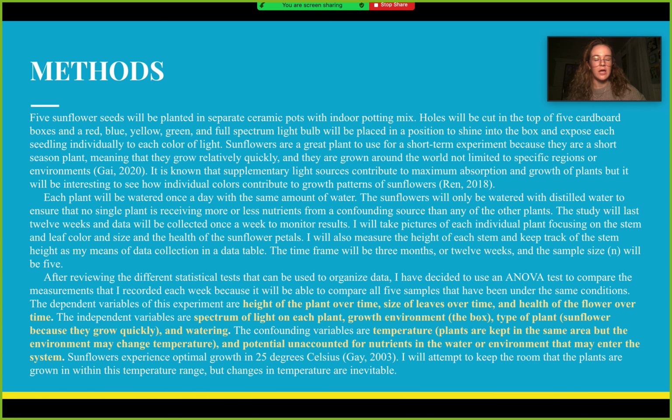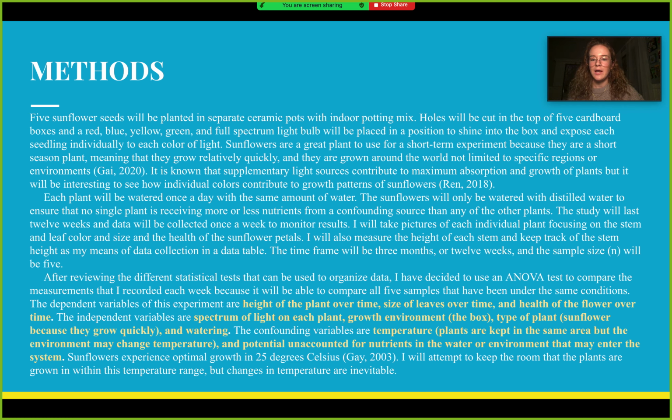These are my methods. I will be using 5 sunflower seeds, and they will each be planted into separate ceramic pots with indoor potting mix. This is a pretty cheap experiment, and the reason that I am using sunflowers is because they are pretty inexpensive and they are a short season plant, so they'll grow quite quickly, and they are not limited to specific regions around the world. So I can grow them in Clovis or I can grow them in Argentina, and they'll be fine.